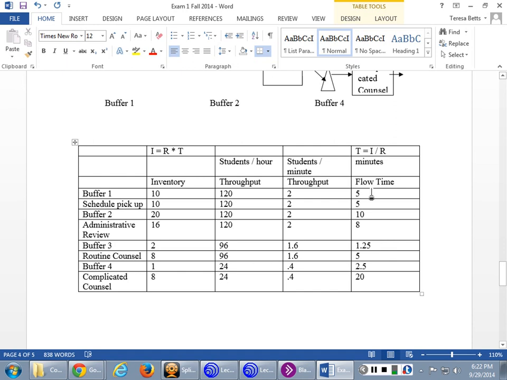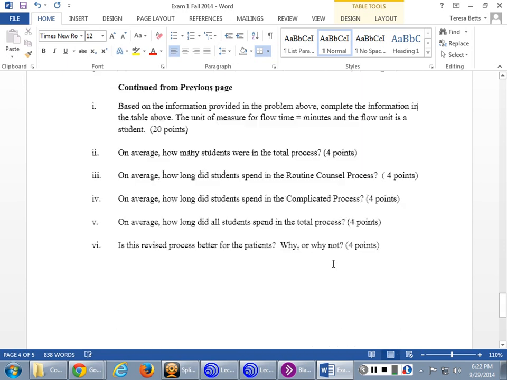If I sum up everything but buffer 3 and routine counsel, which would be the other path, that's going to be 50.5 minutes. Okay? And then again, how we figure out through the whole process is we know how much inventory we have in the process, and we know how much our throughput is, so it's just inventory divided by throughput. 75 divided by 2 gives us 37.5. Okay? And is this revised process better for the patients? It shouldn't have said patients, it should have said students, and the answer to that is yes.